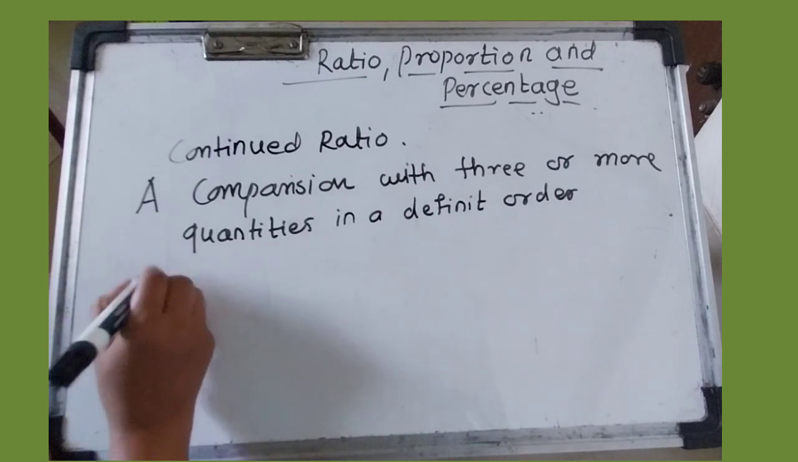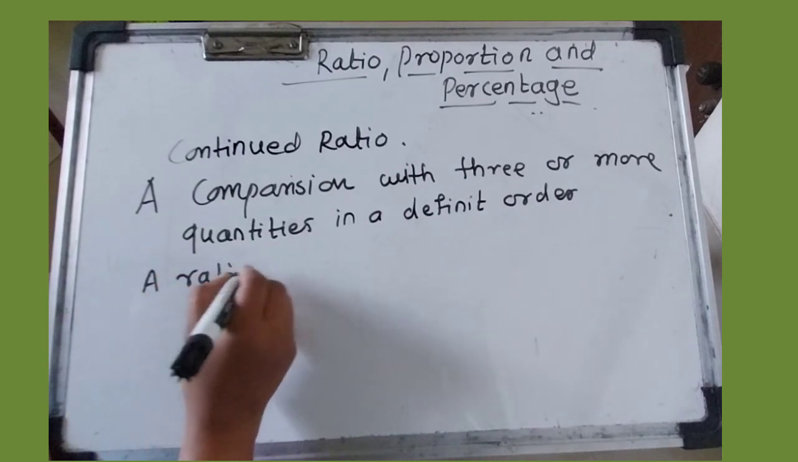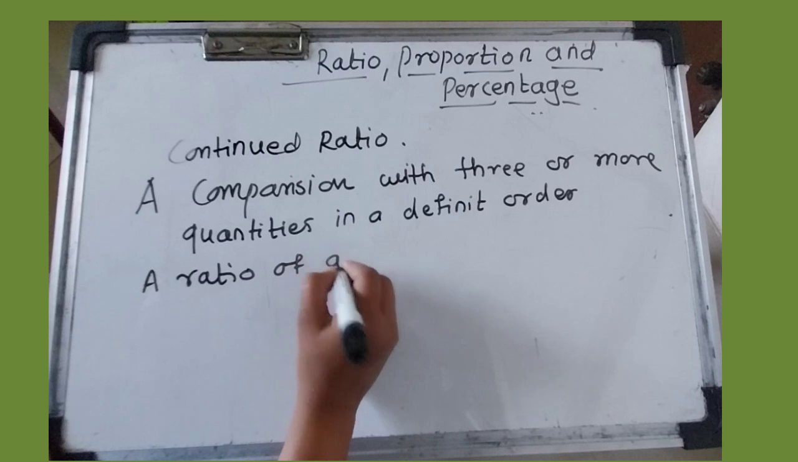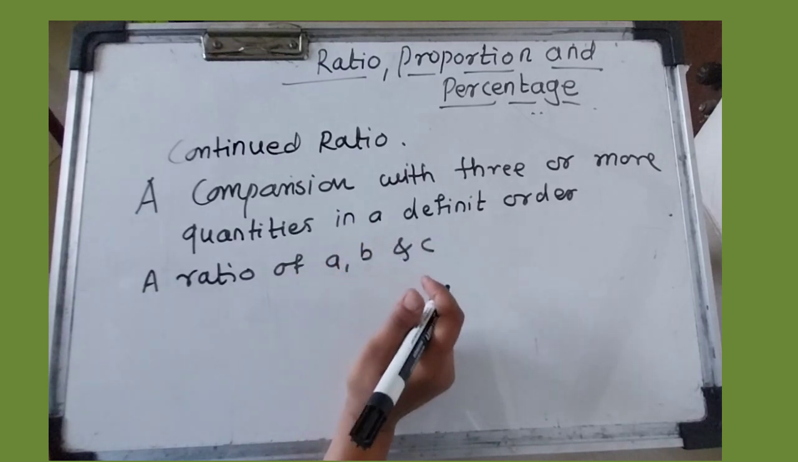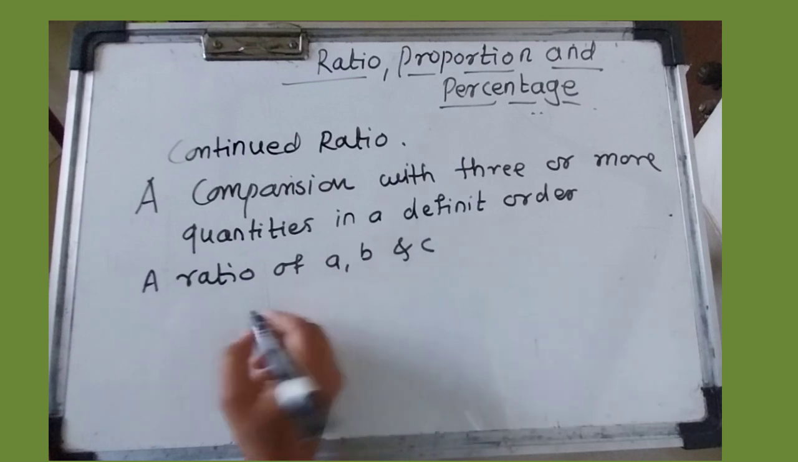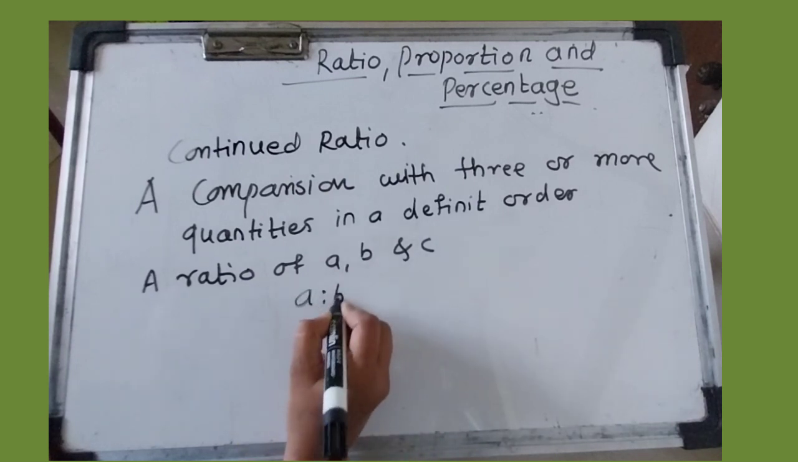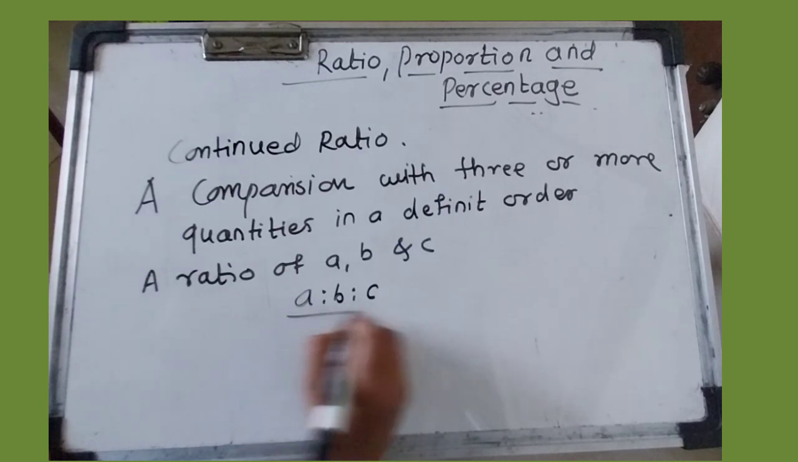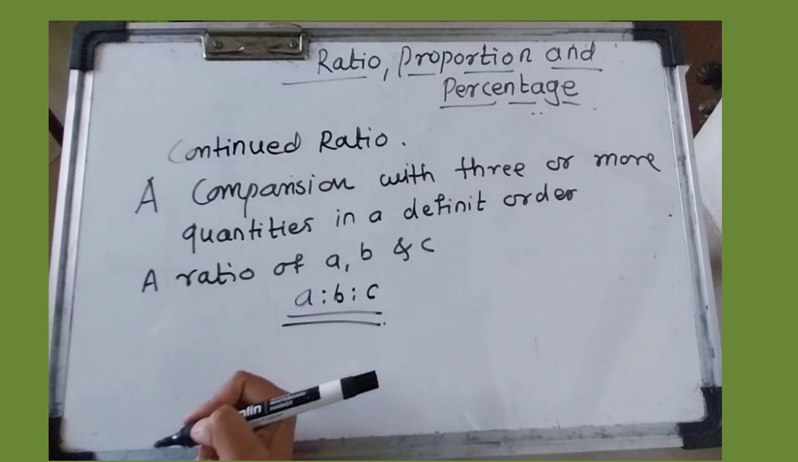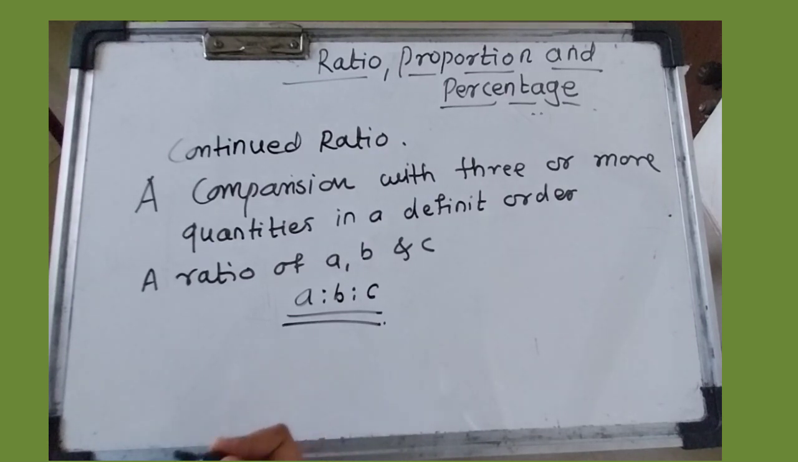So a ratio of A, B and C can be expressed as A is to B is to C. Okay, this is the continued ratio. Remember this definition.